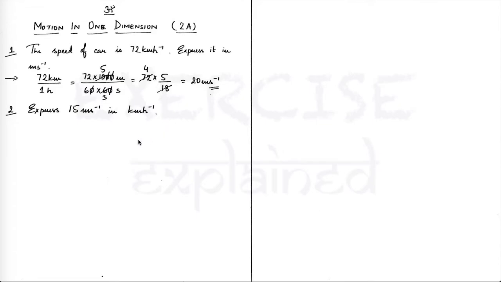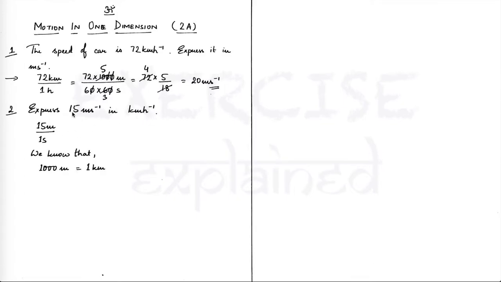Now coming into the next question, that is question number 2, motion in one dimension, exercise 2A, ICSE 9th. Express 15 meter per second in kilometer per hour. So we have to convert meter per second to kilometer per hour. In the previous question we converted from kilometer per hour to meter per second. Here we would be converting from meter per second to kilometer per hour. That means exactly opposite of the previous question.